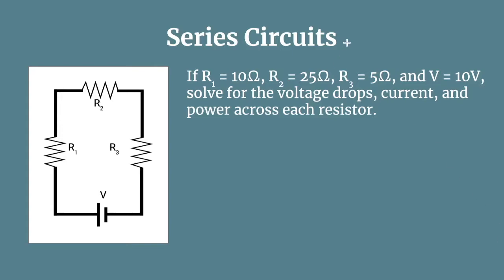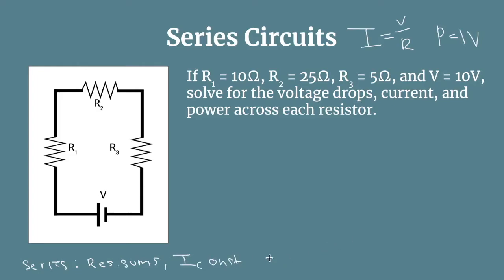So here we have a simple series circuit, and we're going to be working with our usual Ohm's law and P equals IV for power. So when we are in series, we know two major things. We know that the resistance sums, and we know that the current is constant. So let's start by finding the total resistance, which is going to help us find the current that's constant.